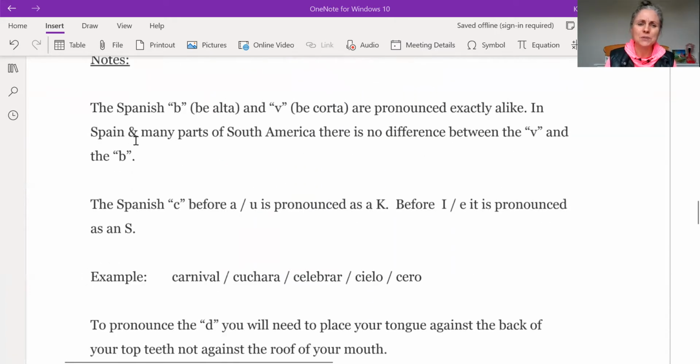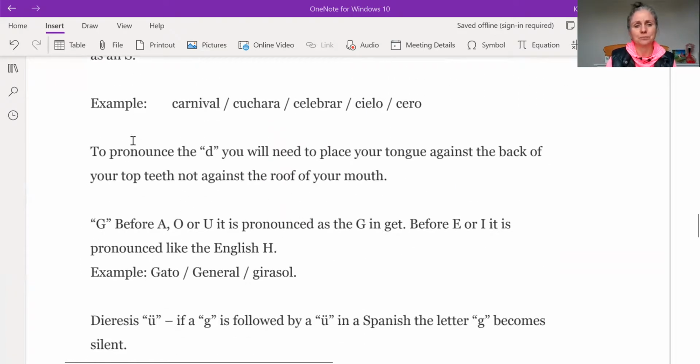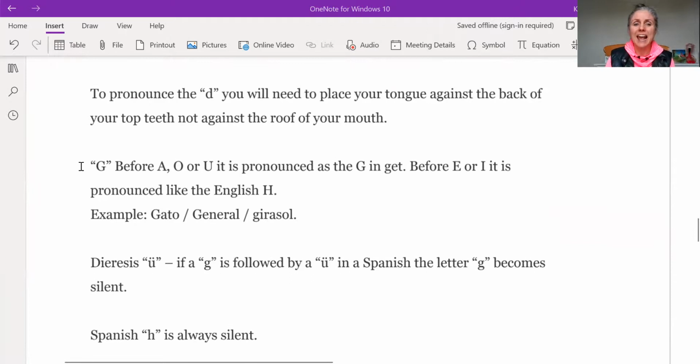Okay, and there's a few rules as well around the letter G. So before an A, an O, or a U, it's a hard G, as in the G in get. So for example, gato, which means cat. Before an E or an I, it's a softer G, more like an English H sound, as in general, girasol. Okay?